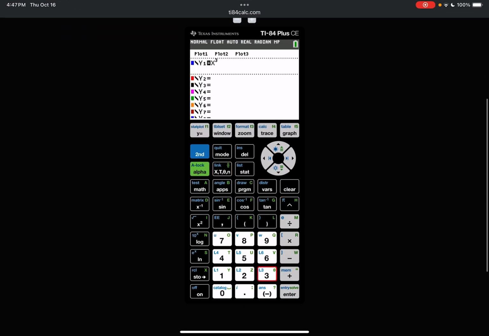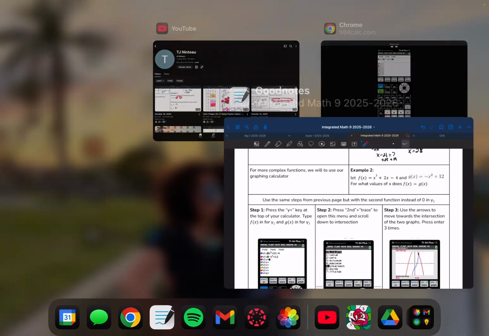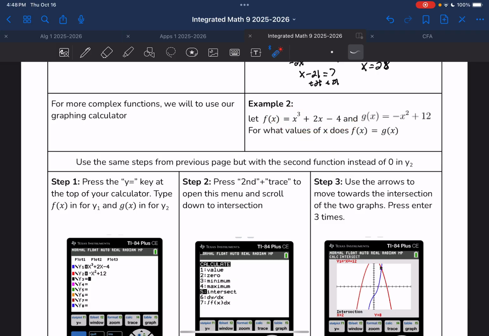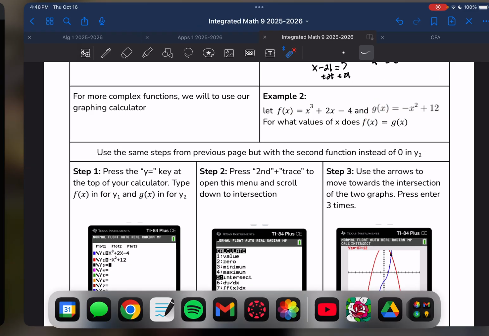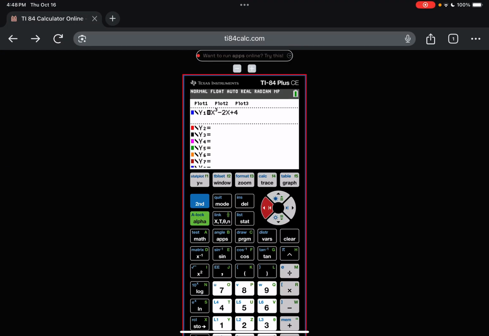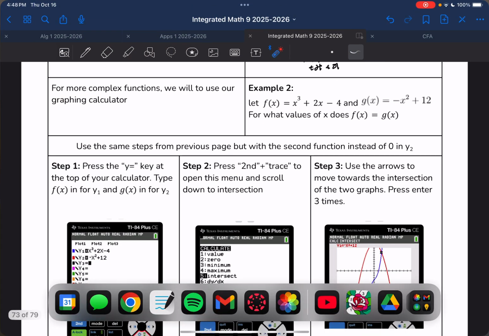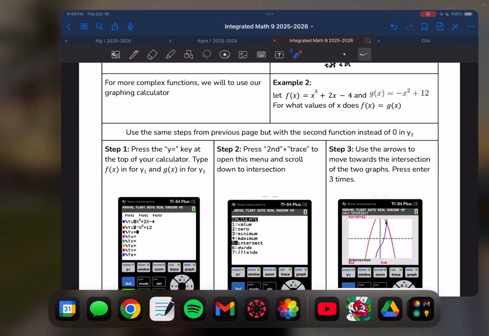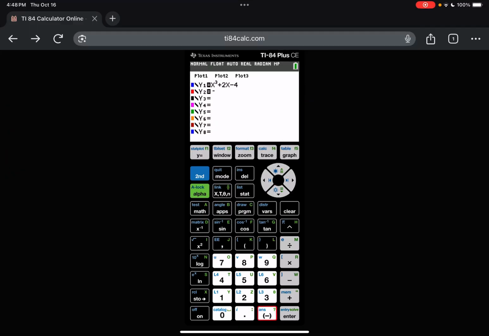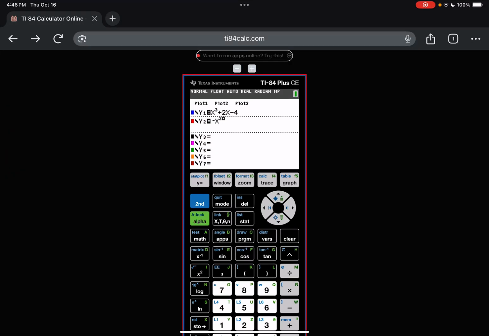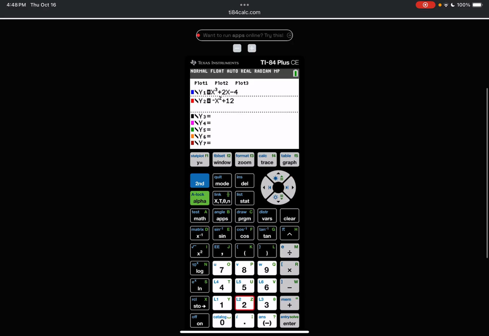We have x cubed, with the 2x not in the exponent, plus 2x minus 4. I did notice that the signs there were off; it should be plus 2x minus 4. Okay, so there's our first function. Then our second function is negative x squared plus 12. It's going to be negative x squared plus 12. We can hit graph.